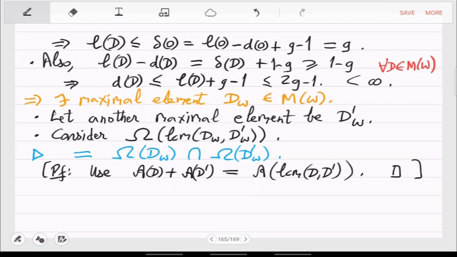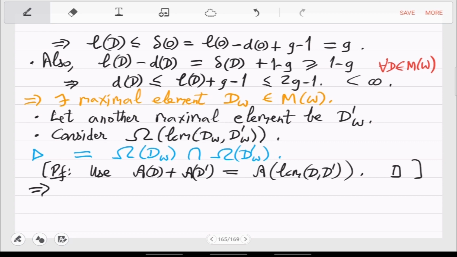So you can show that a differential that annihilates D and D prime will annihilate AD plus AD prime, and so it will also annihilate A of LCM of D, D prime. Which means that it is also a differential for LCM of D, D prime. Just show this sequence of simple identities. They follow almost by definition. So once you have this, now you can continue the proof.